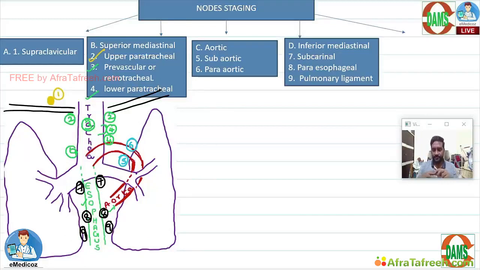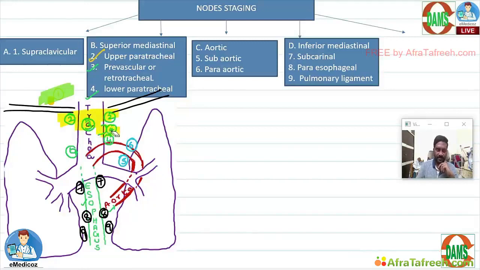That is a residual structure from the anatomical development. It is seen near the mediastinal pleura. So, very simple. We had supraclavicular; I will just show you here. This is the supraclavicular. Then we had superior mediastinal, in that upper paratracheal, and prevascular or retrotracheal.